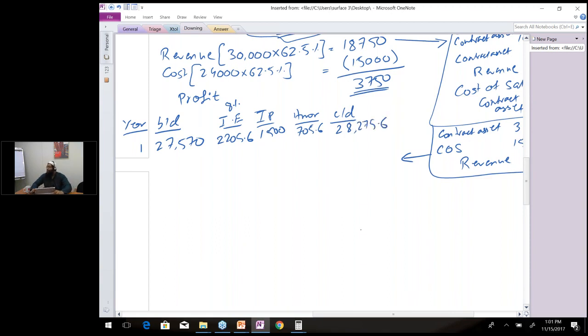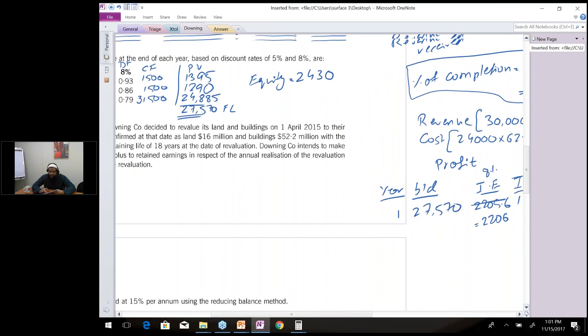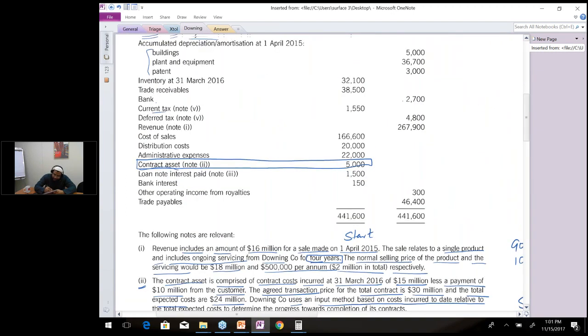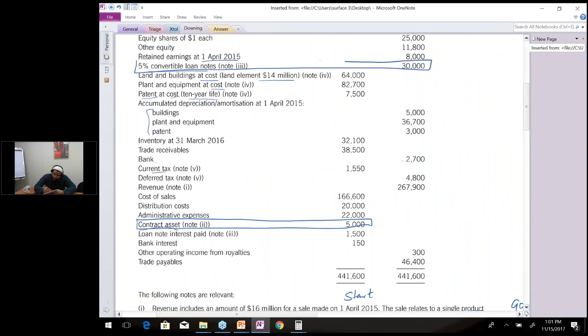So we can actually round off the 0.6 to 1. So we can say 706. So I'm writing 2206, 706, and 28276, the rounded off values. So now if I go and look at the trial balance, it would be showing the entire 30,000 in the liability, which would be incorrect. So the 5% loan notes have the entire 30,000 being shown as the liability.